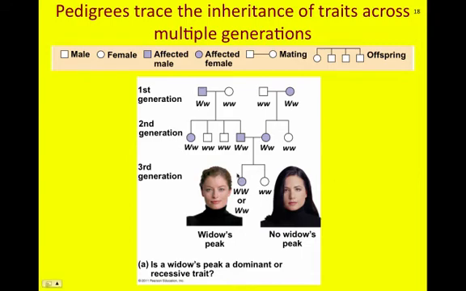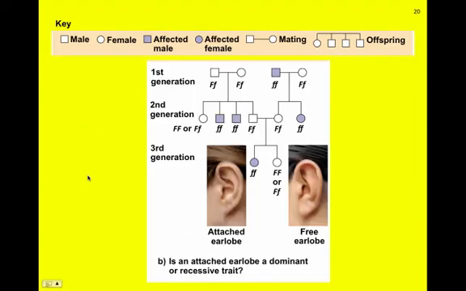Okay, and that is indeed incorrect. You can check your explanation in your textbook in Chapter 14. The clue is that dominant traits will be seen in each generation. Let's look at another trait.